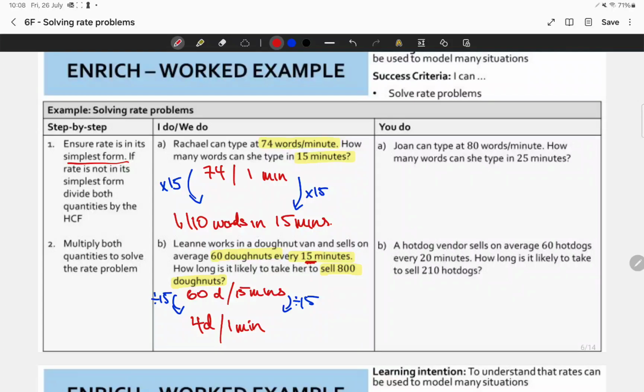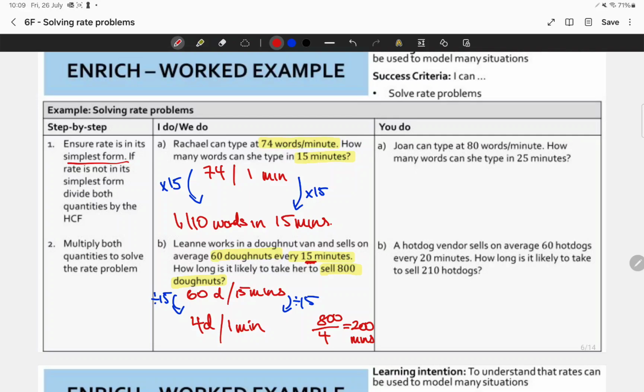So that is the actual rate that she does it per minute. Now we want to see how long it's going to take for her to get to 800 donuts, all right? So we'll do 800 divided by 4, okay? So 800 donuts divided by 4 donuts because she makes 4 donuts per 1 minute. And then that means it's going to take her 200 minutes to make 800 donuts.